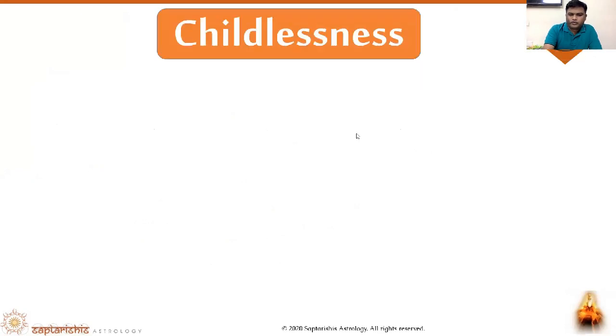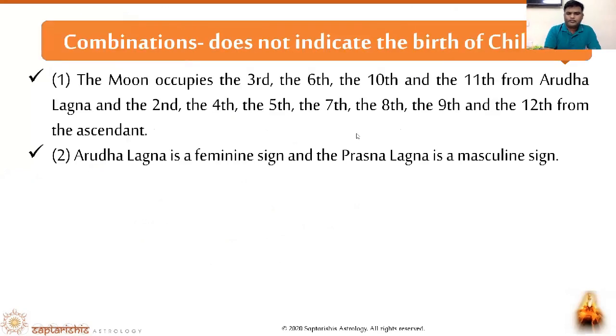Now I will give you some combinations that do not indicate the birth of children. Like in the beginning, I told you first you need to check the whole combination in the chart. There are many other combinations also, but I'm referring only to a few here. You can make a list of other combinations from the Prashna Marga.